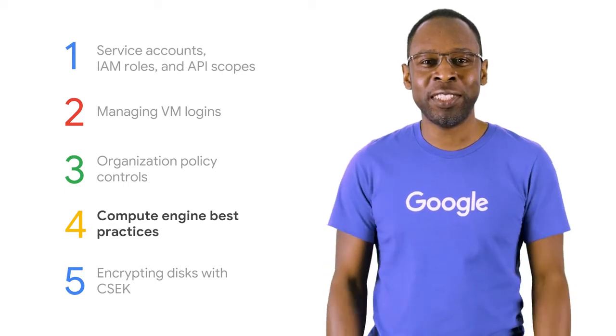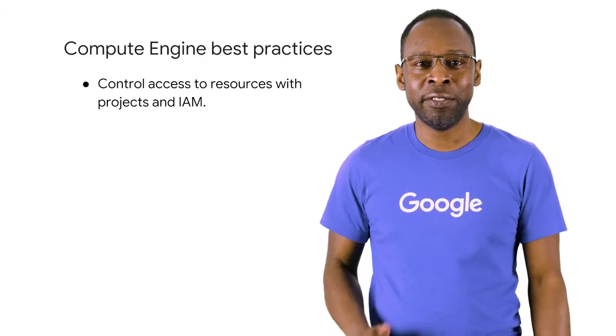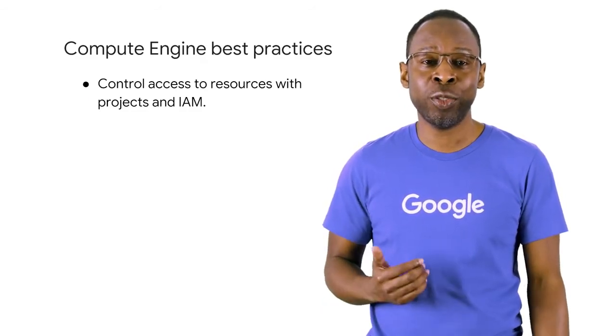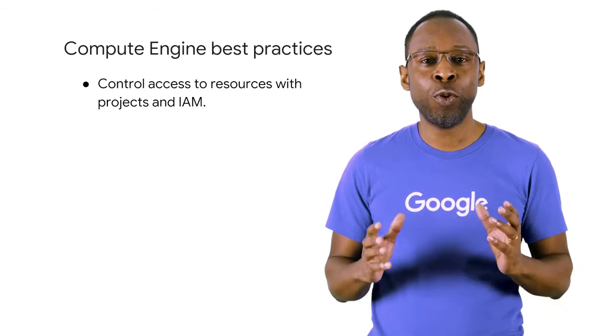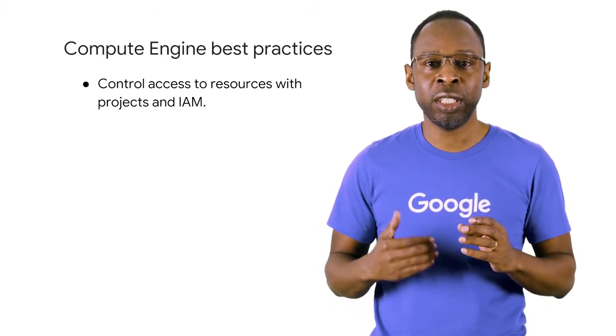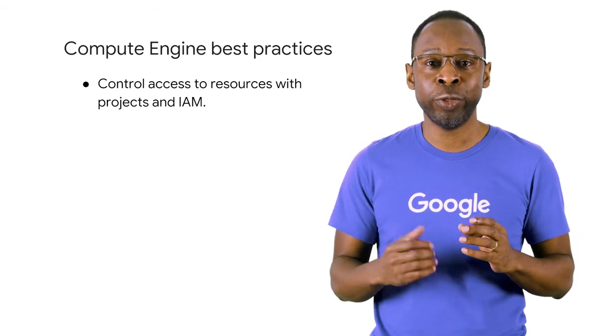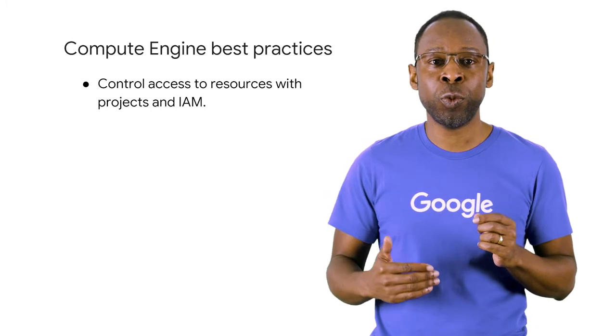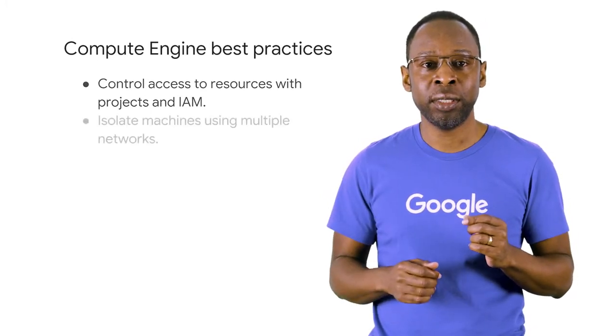Okay, now let's discuss a few best practices that apply to Compute Engine. First of all, always ensure that proper permissions are given to control access to resources. Projects form the basis for creating, enabling, and using all GCP services, including managing permissions for GCP resources. Build for success and utilize projects and IAM roles to control access.